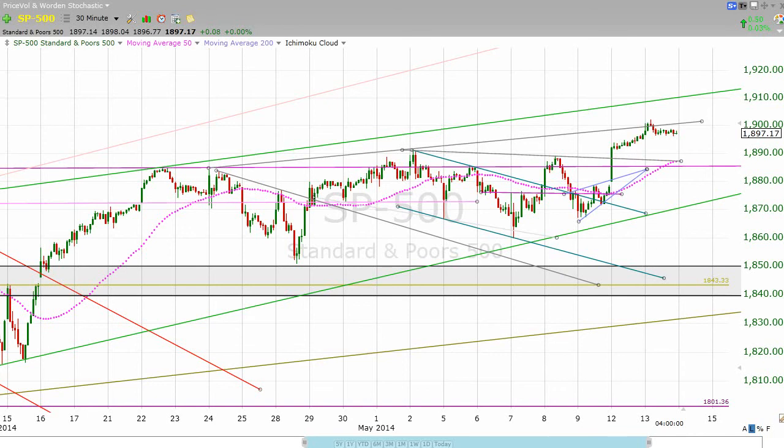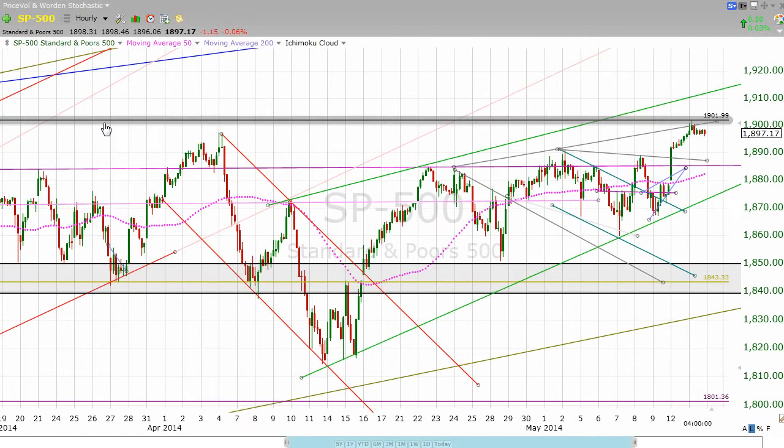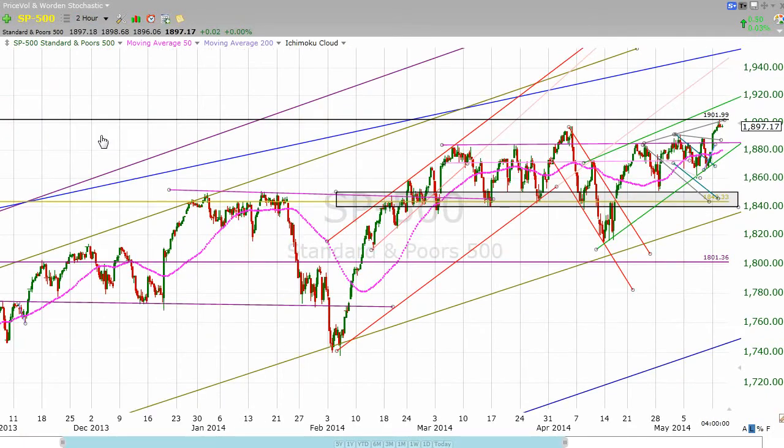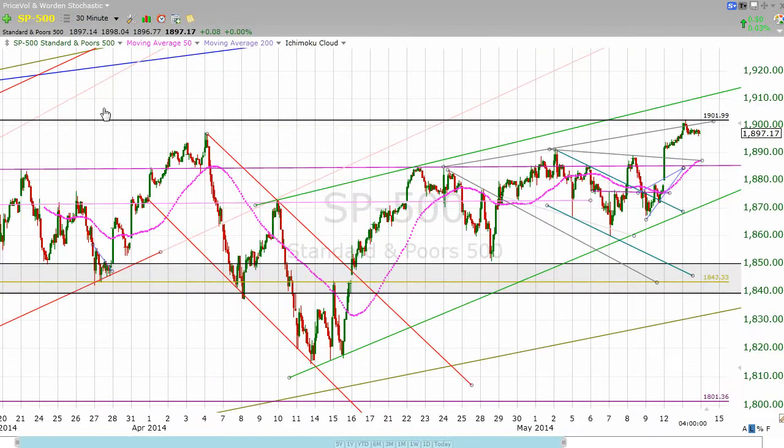Also of interest, if we snap a parallel line, well, I'll tell you what, I'm going to put it right here instead. 1901 and change. If we go back, you will see here's our all-time high. We made a new all-time high today, and this is also a new all-time high for the close.